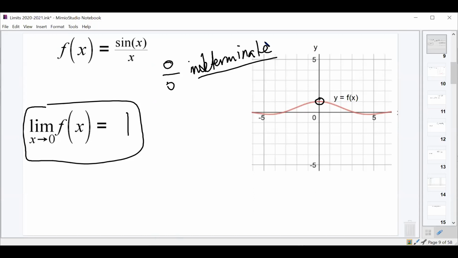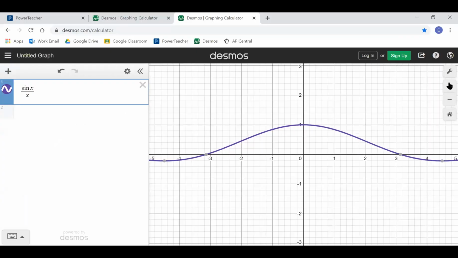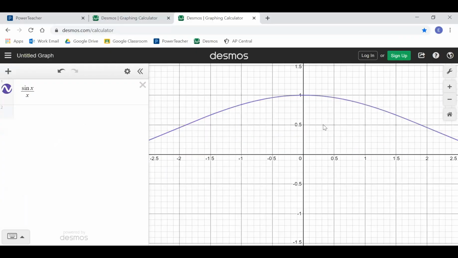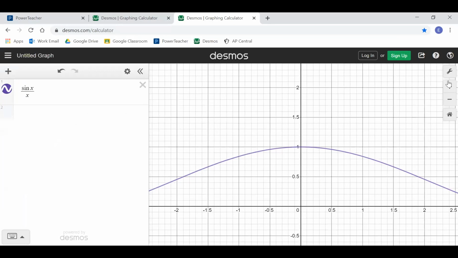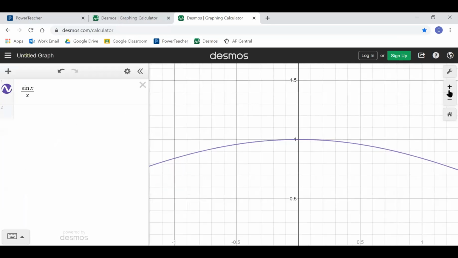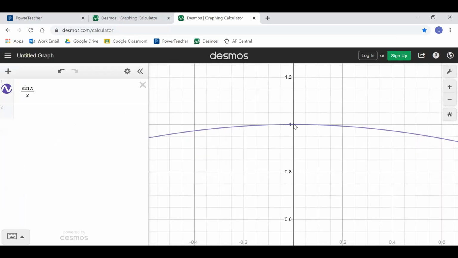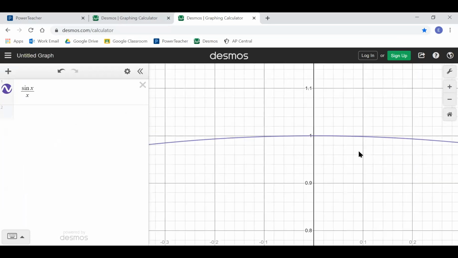And when I look at my graph here, I could zoom in. You guys are back on the graph now, right? Yes. Okay. It does look like it's approaching 1, doesn't it? Certainly looks like it's approaching 1.